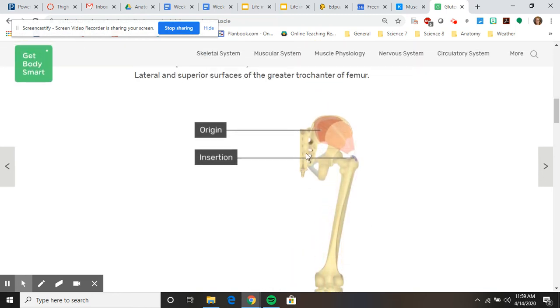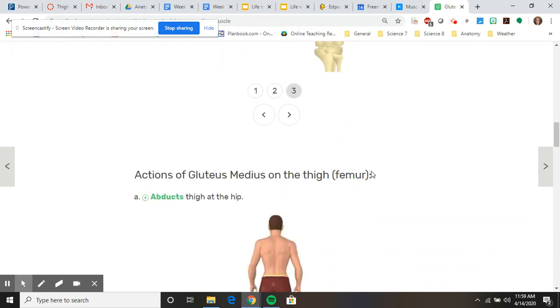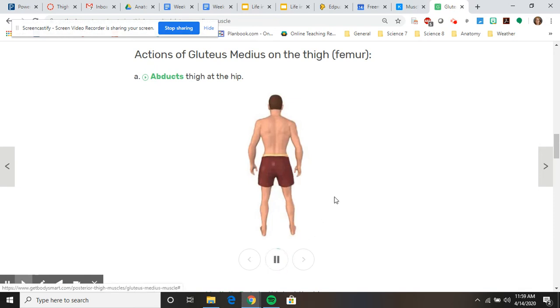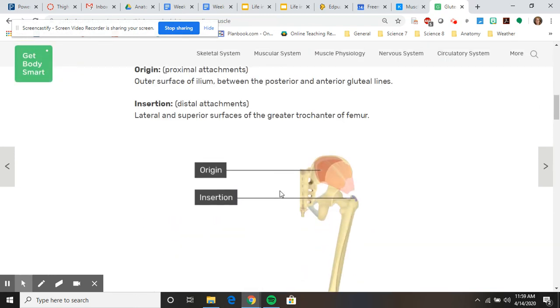Its origin is on the posterior side of the ilium, so back here. And then it inserts on the femur at the greater trochanter. Action includes to abduct the thigh at the hip, so to bring it out. We also have in our notes that it will be involved in medially rotating the thigh at the hip and laterally rotating the thigh at the hip. So that is the gluteus medius.